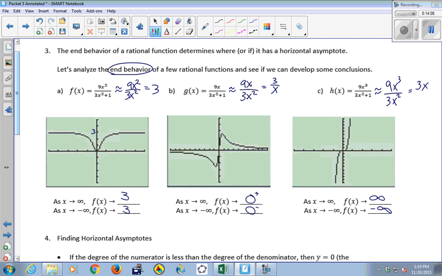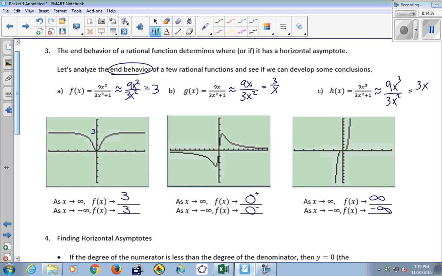So these are basically our only 3 possibilities, right? You could have an asymptote at a constant value, like 3. The reason that worked out to be a constant is because the degree on the numerator and the denominator were the same. So I was able to cancel the x squareds. And then you just got the coefficients, the 9 over the 3, ended up being my asymptote.